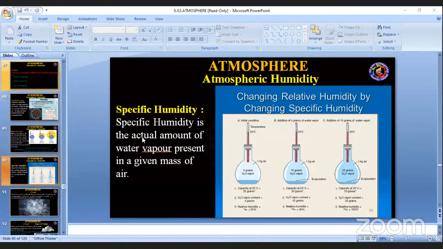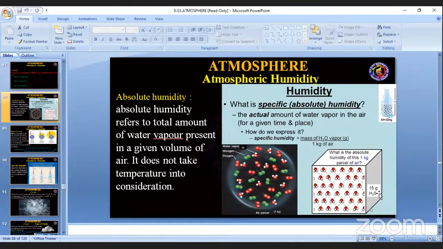Here, look at the sentence. Specific humidity is the actual amount of water vapor present in a given mass of air. Here, by showing the picture, I have already told you. Absolute humidity is measured by taking a specific area, 1 cube of area, because without taking a cube of area or any other, it is not possible to measure that. We have to hold that. It is not possible to actually hold that air in any other devices.